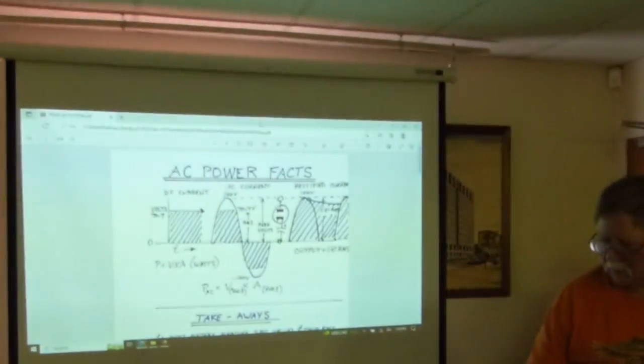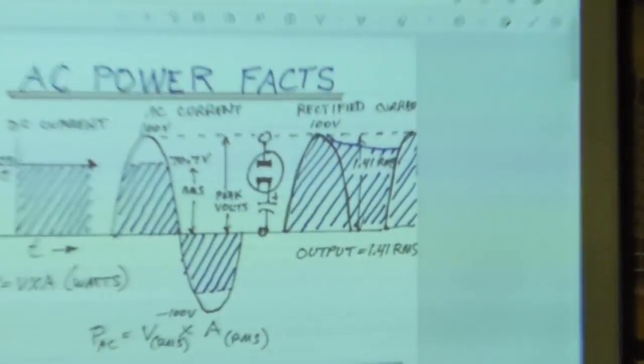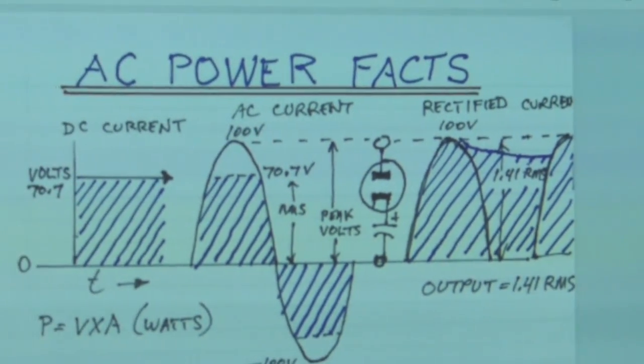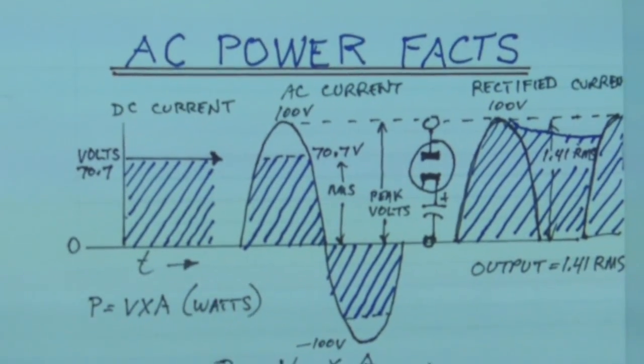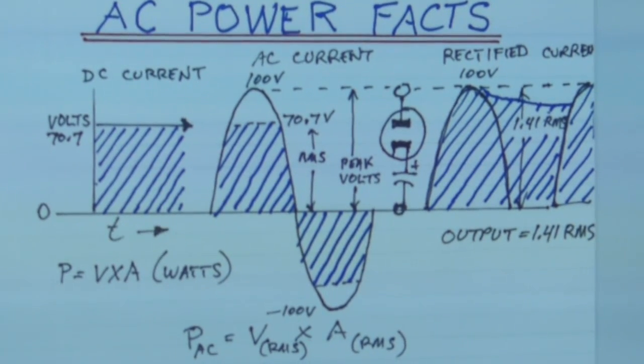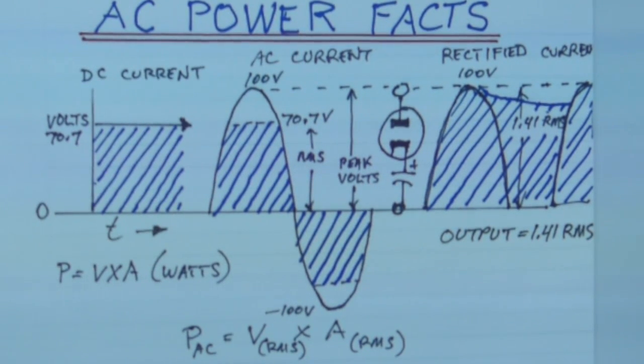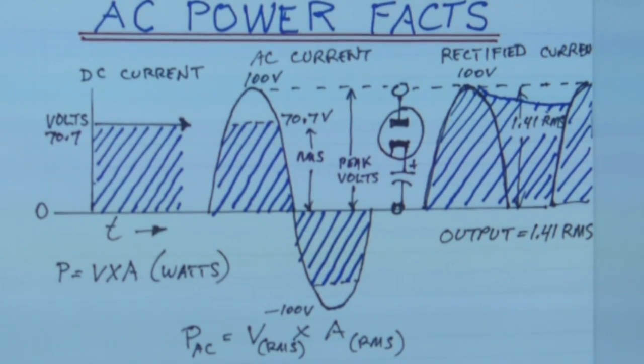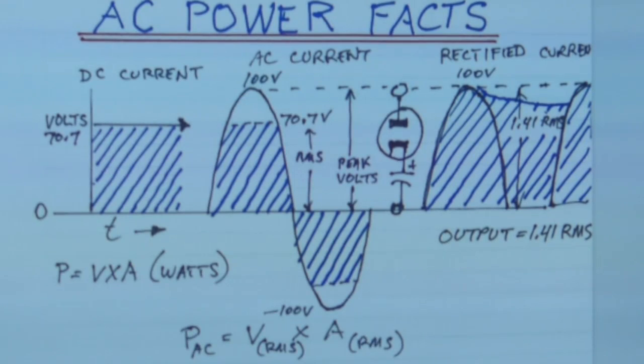Okay, we'll start with the top part of that slide first, and let me get into an explanation of RMS, or root mean squared. As you go across the slide, you start with DC current. DC current, like in a battery, is steady, the voltage is steady, and the area underneath over time represents the power associated with that particular output of current.